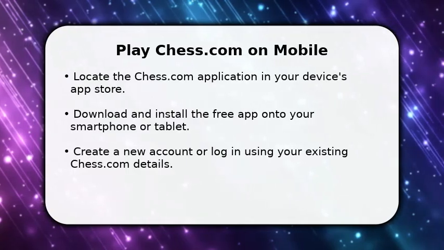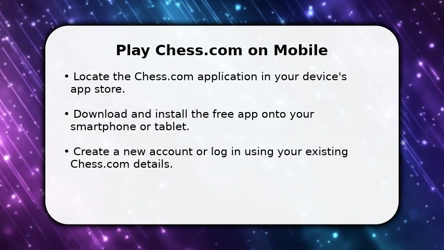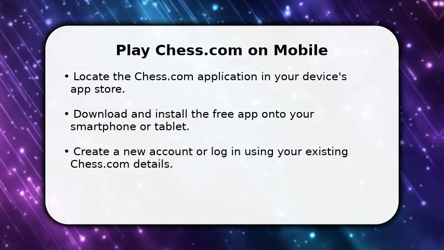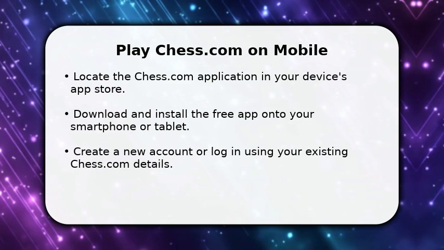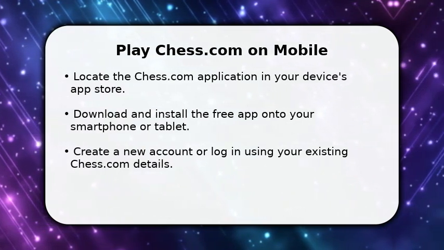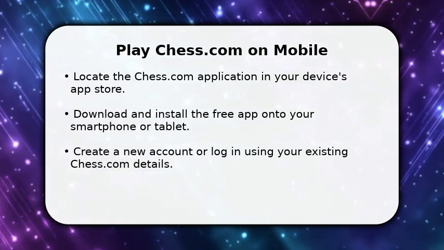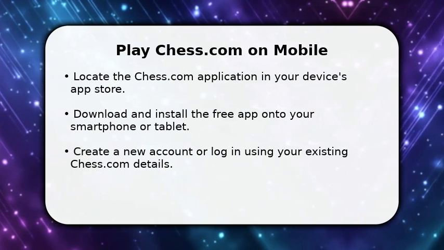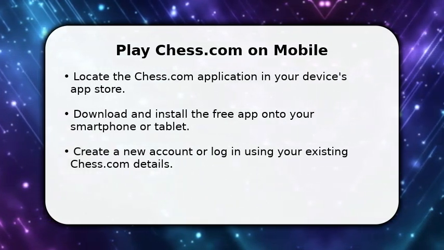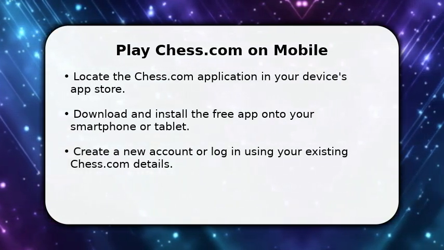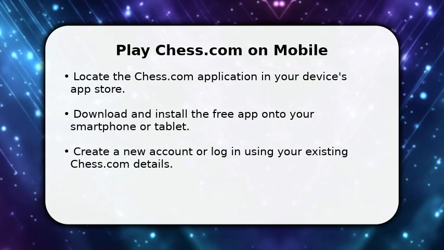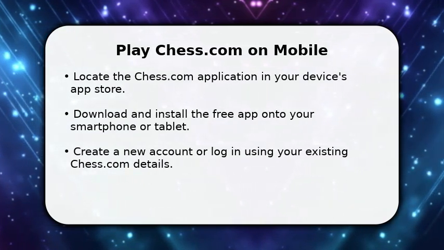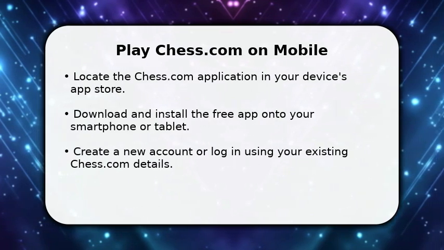In this video, I will show you how to play chess.com on your mobile device. First, you will need to find the chess.com application in your phone's app store. It is a free download, so simply install it onto your smartphone or tablet. Once installed, open the app and either create a new account or log in with your existing chess.com credentials. This quick setup gets you ready to enjoy chess anywhere.